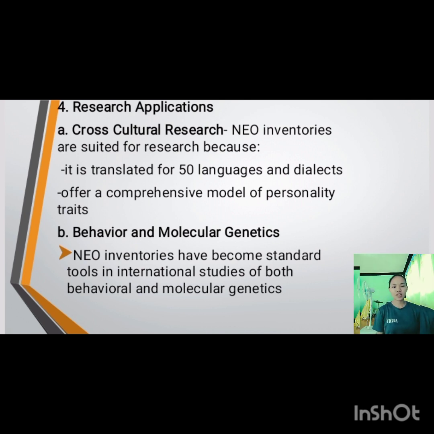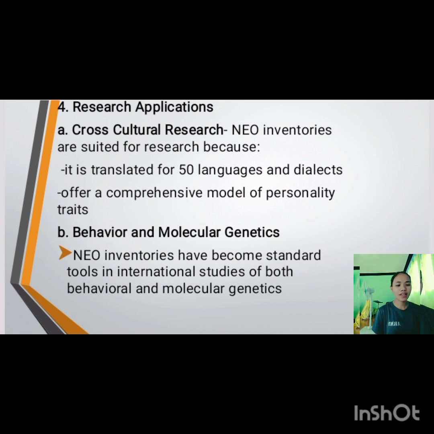Dumako naman tayo sa pag-uugali or behavior and molecular genetics. Dahil ang 5-factor model ay universal at ang NEO-PI-3 ay comprehensive, ang NEO inventories ay naging mga karaniwang kasangkapan sa mga international researches na parehong asal at molecular sa genetics.